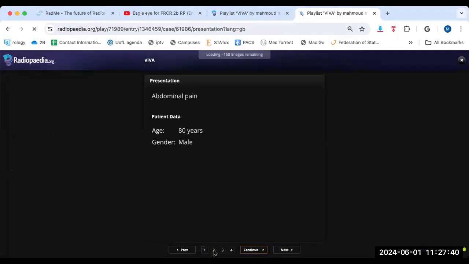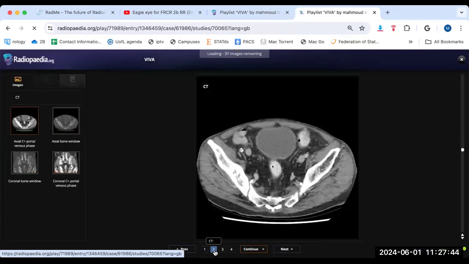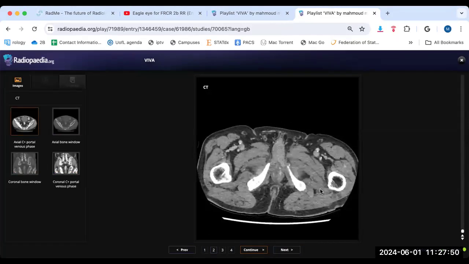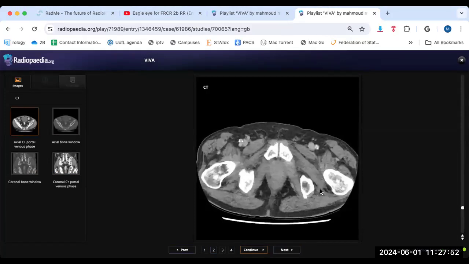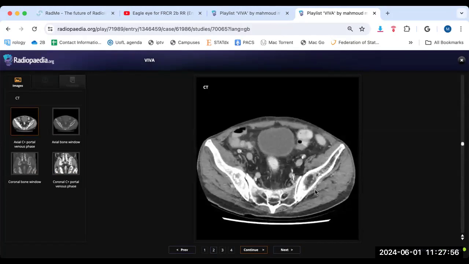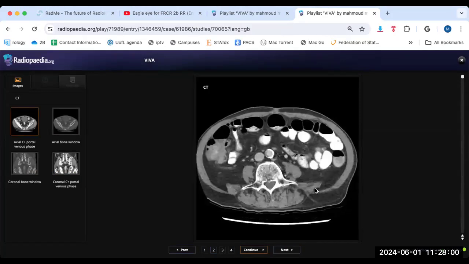Okay, thank you. We have this patient with abdominal pain. You can scroll through the images. Okay. So this is an axial abdomen and pelvis CT scan of an adult patient presented with pain. There is IV and oral contrast.